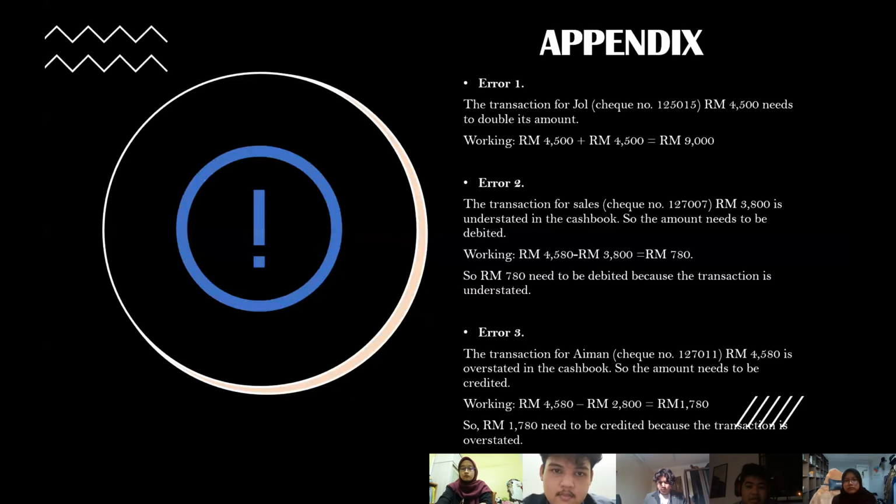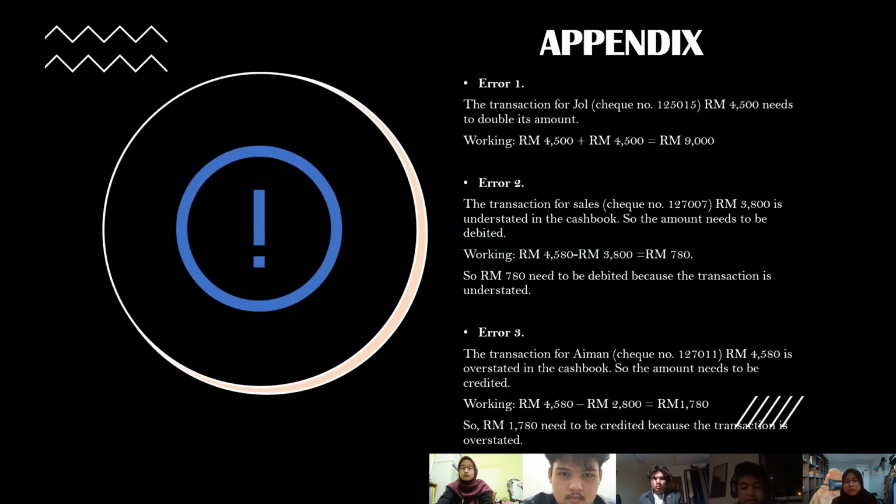So error number 2, the transaction for sale, check no 127007, RM 3800, is understated in the cash book. So the amount needs to be debited. So the working plan is RM 4580 minus 3800 is equal to 780. So RM 780 needs to be debited because the transaction is understated.